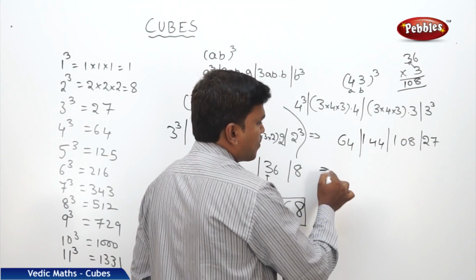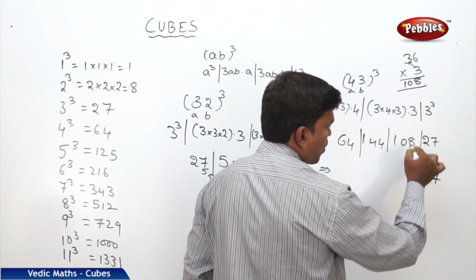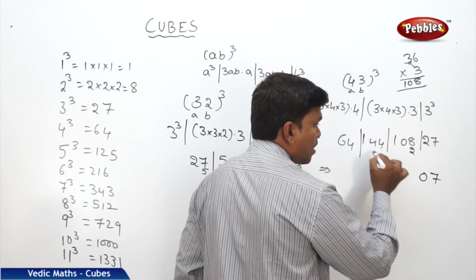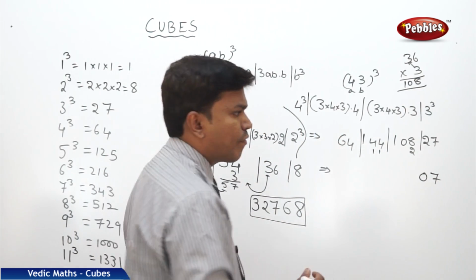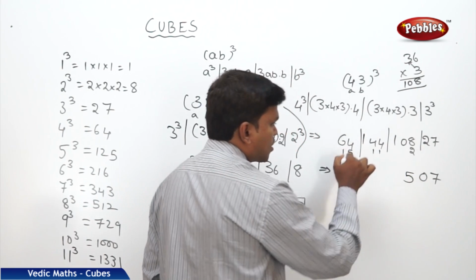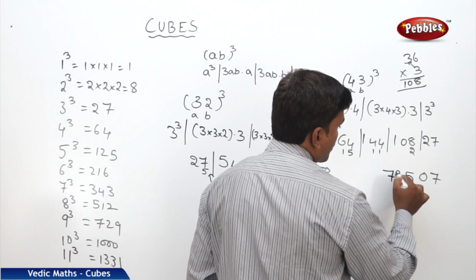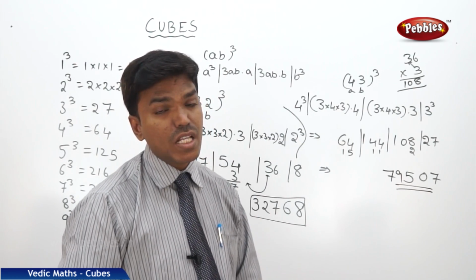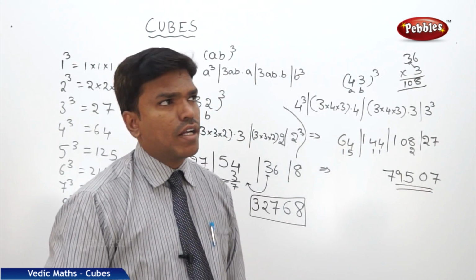So start balancing from the right side. So drop 7, carry 2. 108 plus 2, 110. In 110, again I am going to drop 0, carrying 11 to the next number. So what is 144 plus 11? 155. So drop 5, carry 15. 64 plus 15 is how much? 79. So finally, what is our answer? 79507. So like this, we can calculate the cube of 43.